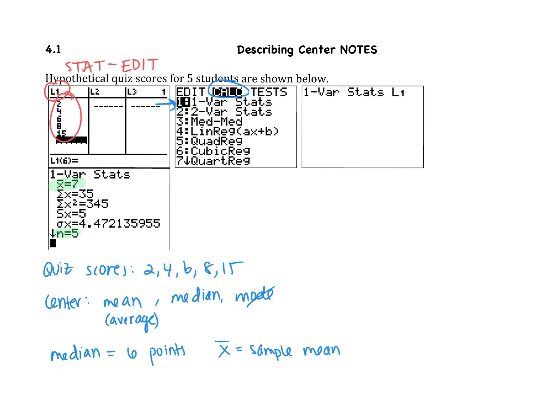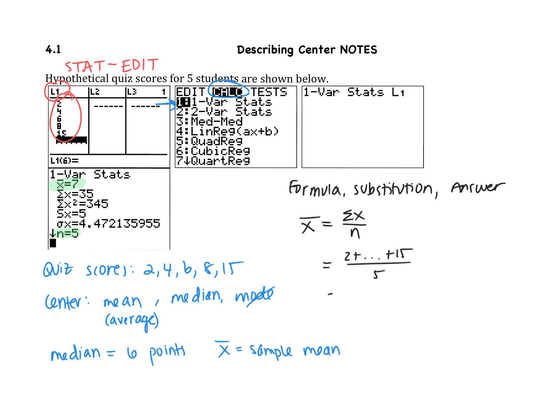But here's what you need to show. You need to show a formula, substitution, answer. So for example, what I would show, X bar is the sum of all the x's divided by n. That's what that sigma means. I'm going to substitute some numbers. I normally substitute the first observation and the last. So the first one is 2, all the way up to 15. And then I'm dividing by 5. And that sample mean is 7 points.